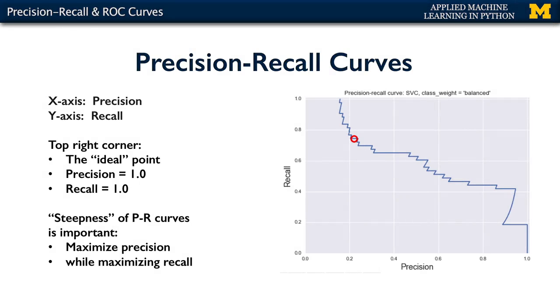Precision recall curves are a very widely used evaluation method for machine learning. As we just saw in the example, the x-axis shows precision and the y-axis shows recall. Now, an ideal classifier would be able to achieve perfect precision of 1.0 and perfect recall of 1.0. So the optimal point would be up here in the top right.